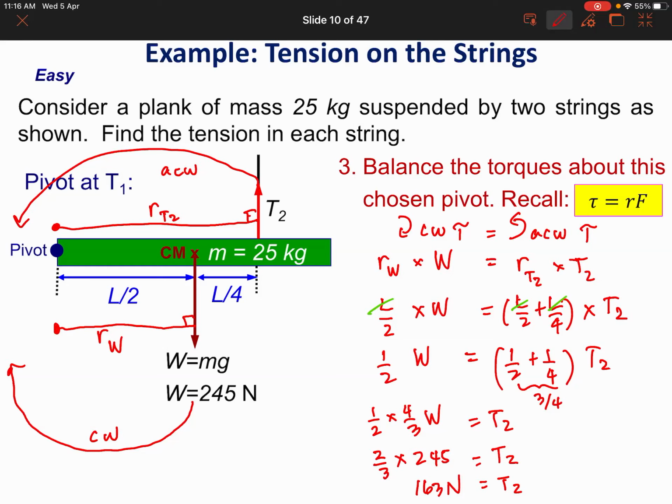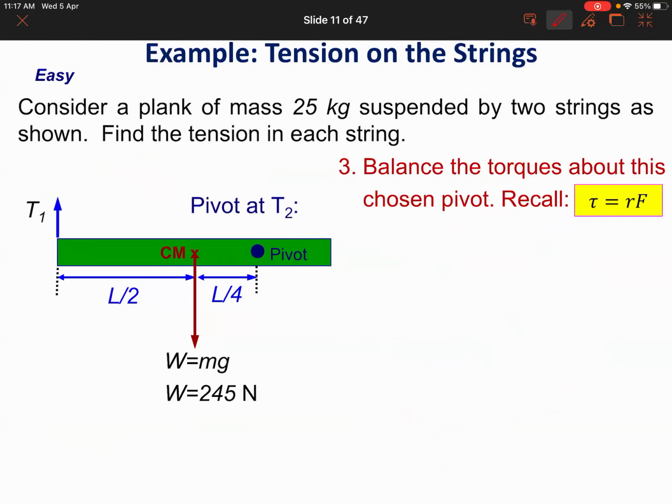Right, are we okay with this solution? All right, so we have just balanced out the torques about the chosen pivot. Clockwise torque should be equal to anti-clockwise torque. As we said, the choice of pivot is arbitrary. It's totally up to you to choose the pivot point. In this case, we chose the position of T1 to be the pivot point. But there is nothing stopping you from choosing T2 as the pivot point.